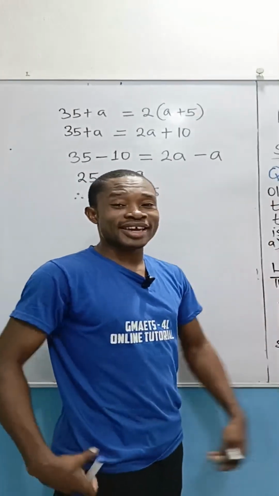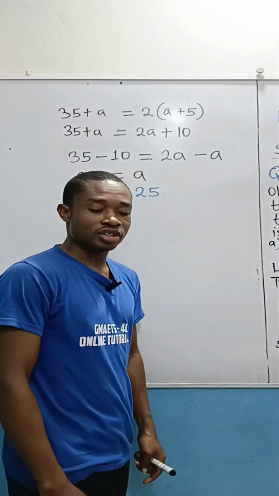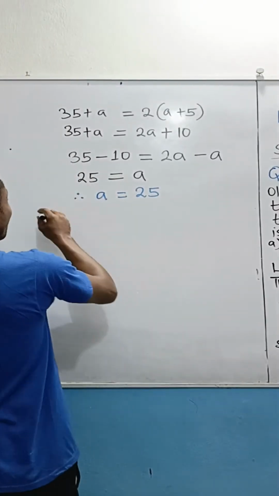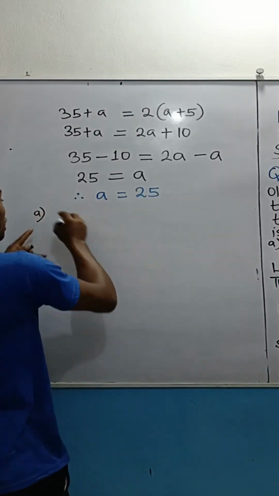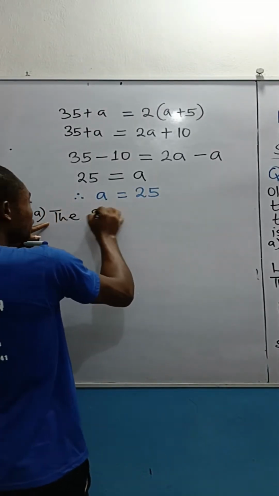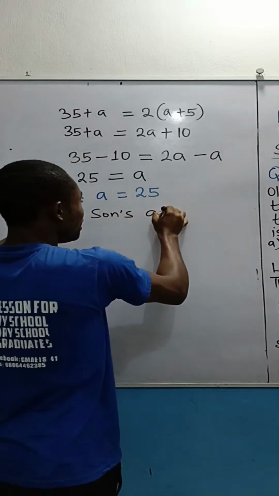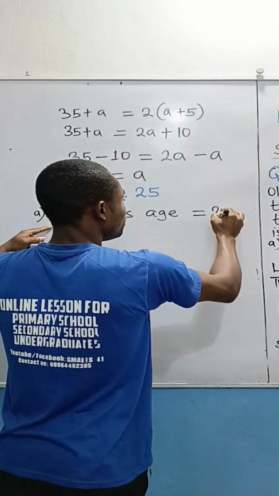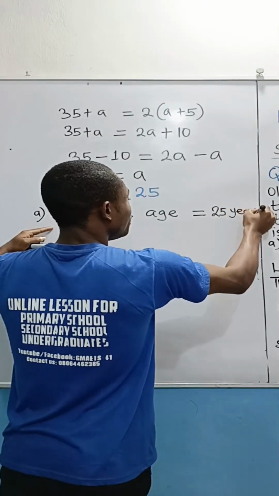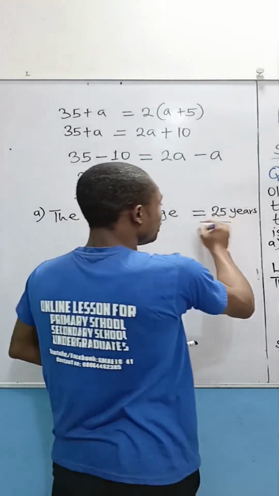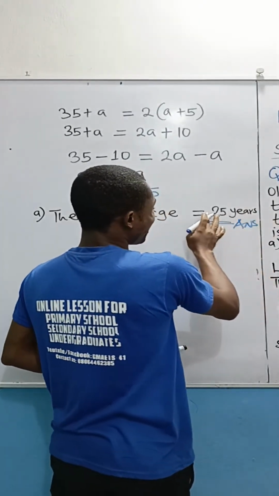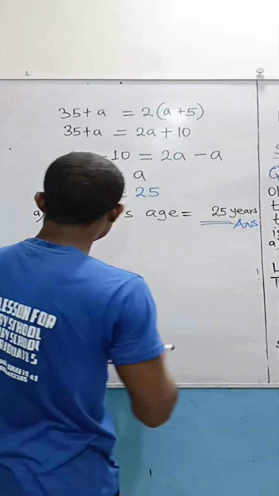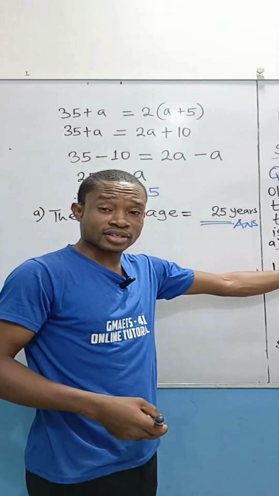And you know from the beginning of the question that A is the son's age. The A part of the question says we should calculate, find the son's age. So I will write the son's age equals 25 years. This is the son's age, because we already said that the age of the son should be A from the right hand side of the board. I'm sorry you are not seeing that right hand side now.